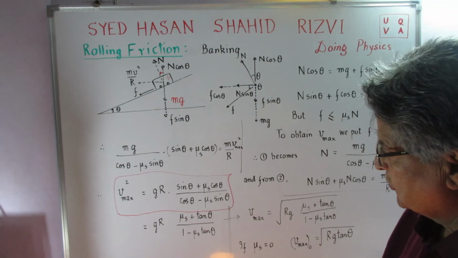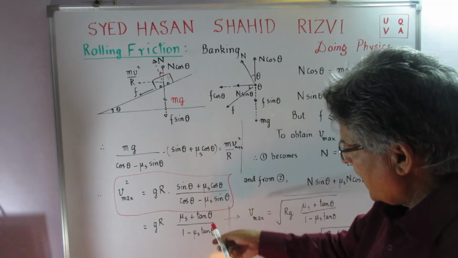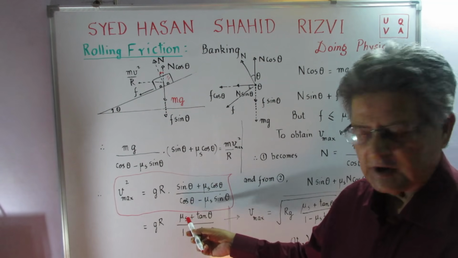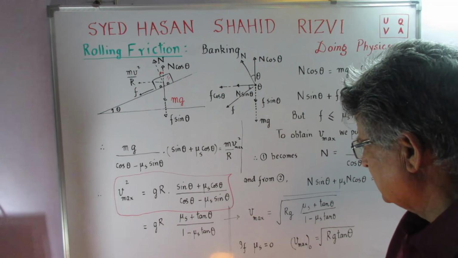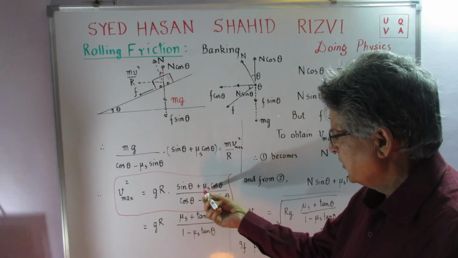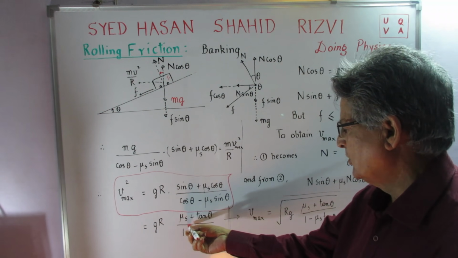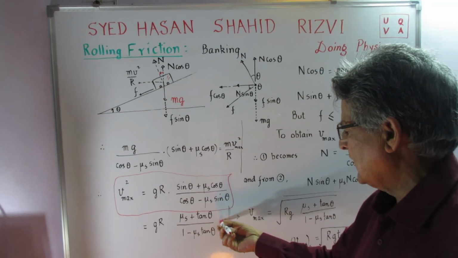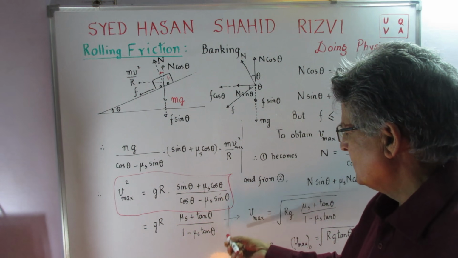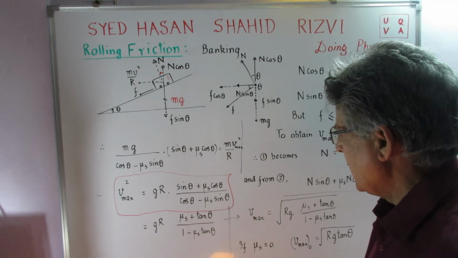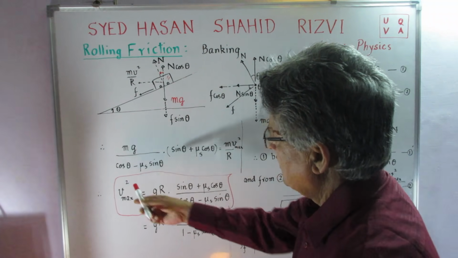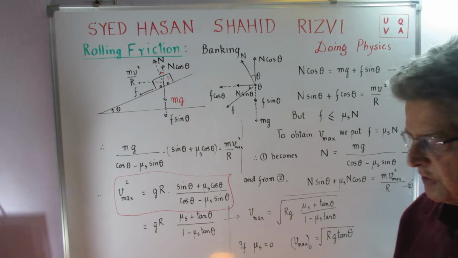V max square is equal to g r into, now I divide the numerator and denominator both with cos of theta, so it's a simple trigonometric exercise, and then this becomes equal to mu s into cos theta upon cos theta is equal to mu s, and this sin theta upon cos theta is tan theta, and similarly I obtain here 1 minus mu s sin theta upon cos theta is equal to this. Okay, so this is a relation that we obtain for the maximum velocity which occurs under the limiting friction.